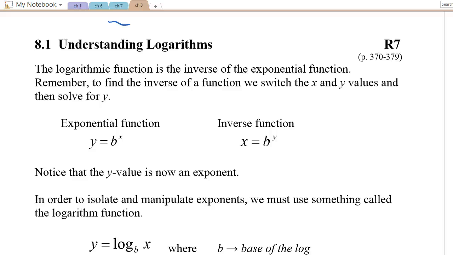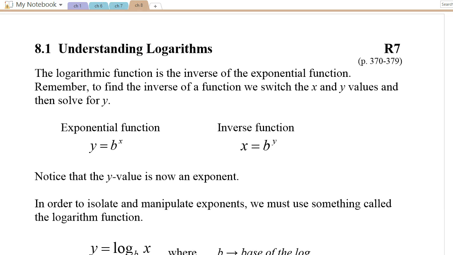Here we are at chapter 8, logarithms. Now I mentioned in the past that chapter 7 and chapter 8 really do go together quite well. Chapter 7, you'll remember, was on exponents, and now we're doing logarithms. I'll come back to that topic in about 20 seconds or so, but first I just want to remind ourselves about what inverse means.